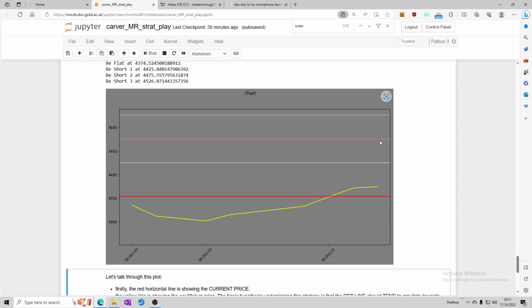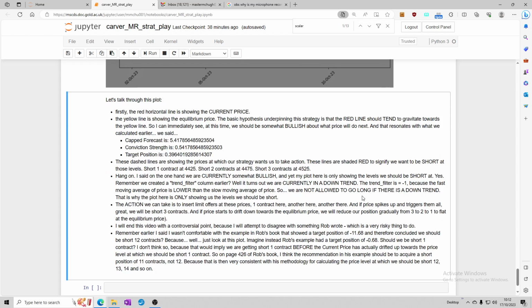So now we're short 2, and we creep down here. If price creeps down here, we need to get rid of another contract. We buy another. Now we're only short 1. And then when price gets back to the equilibrium level, the yellow line, we need to be flat. We need to buy another contract to get back to 0.